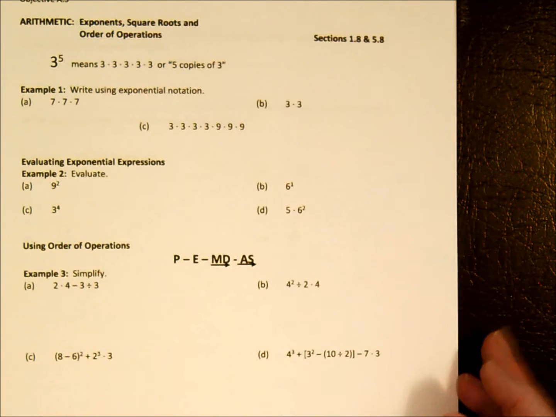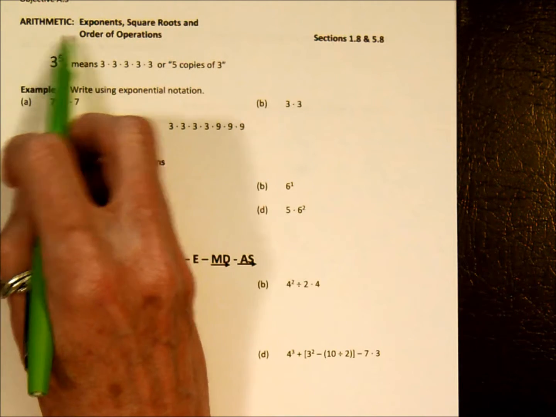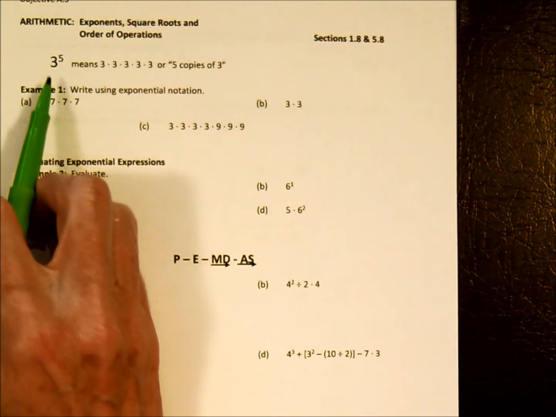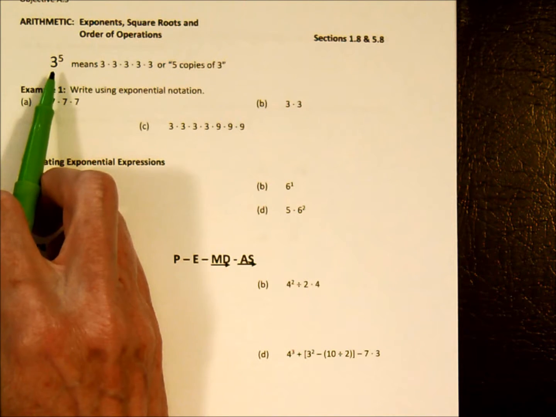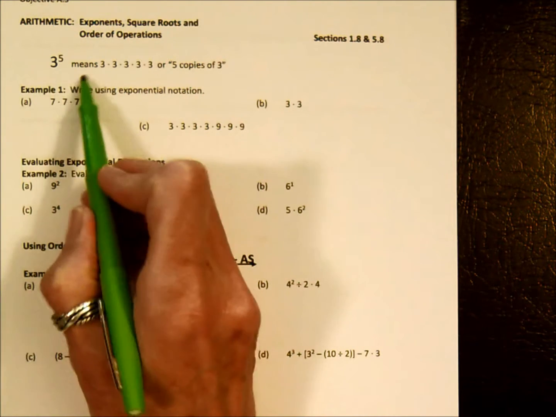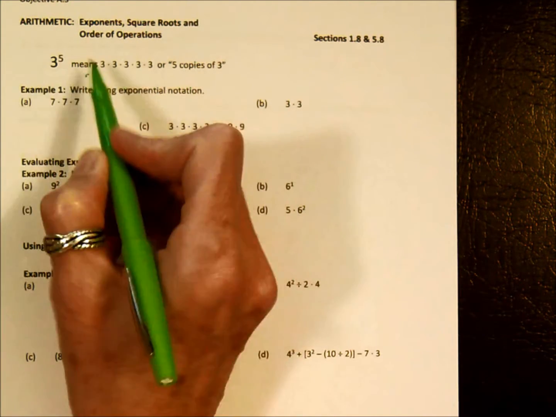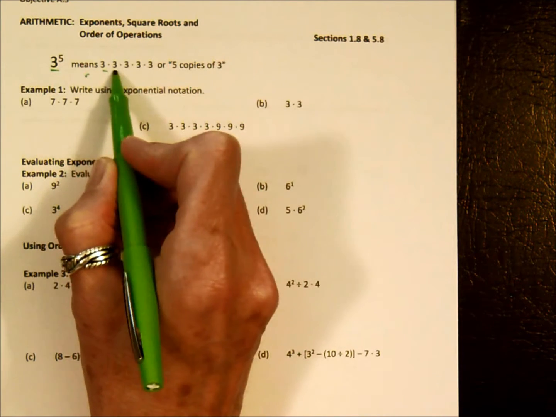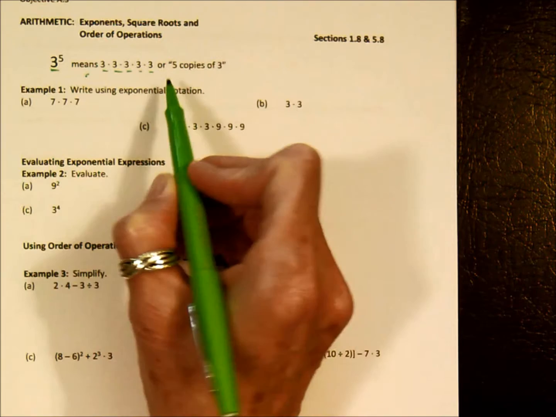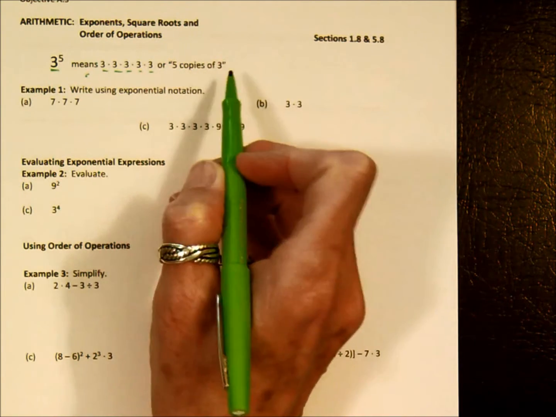This video is part of our arithmetic series. It's on exponents, square roots, and order of operations. So looking at the top, you will see an expression, 3 to the 5th power, which means the number 3 used 1, 2, 3, 4, 5 times in multiplication, or 5 copies of 3.